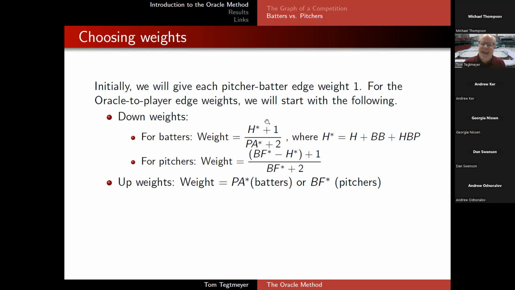You need to add 1 to make sure that people who didn't get any hits or walks or whatever still are connected, and to make sure that those people don't have a weight of 1, you'll add 2 to the denominator. So again, H star in this is hits plus walks plus hit by pitches. And for pitchers, the weight is going to be the number of batters faced minus those things, again plus 1, and then divided by number of batters faced plus 2.